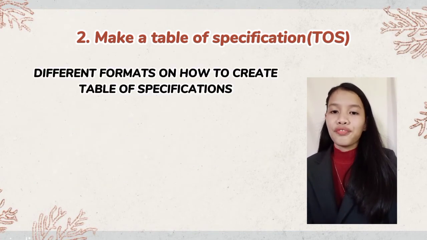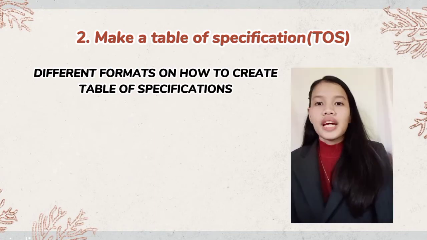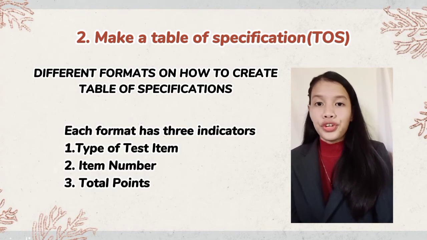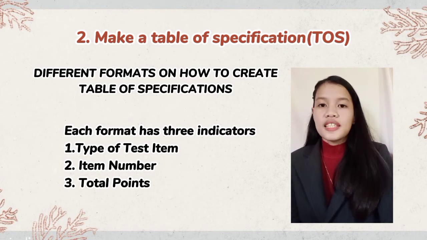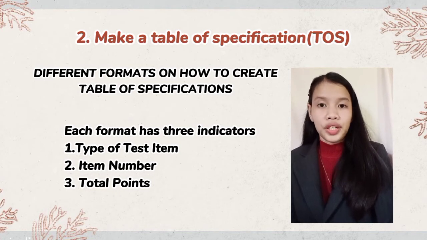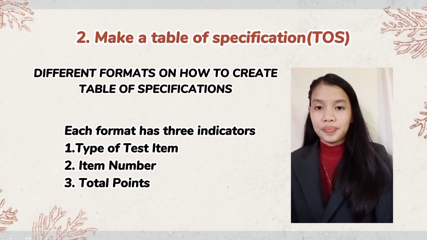There are different formats on how to create the table of specifications. Each format has these 3 indicators. First, type of test item. It identifies the type or kind of test the item belongs to. Next is the item number. It simply identifies the question number as it appears in the test. Third, the total points. It summarizes the score given to a particular test.